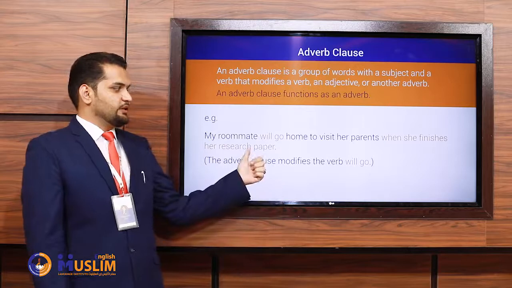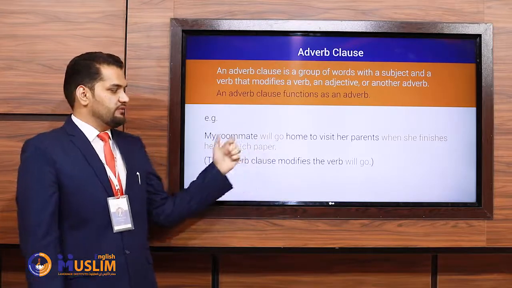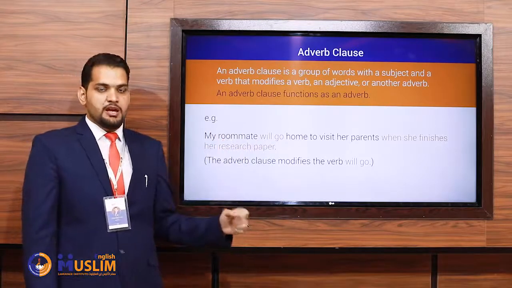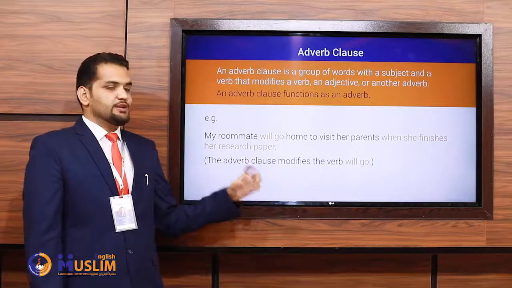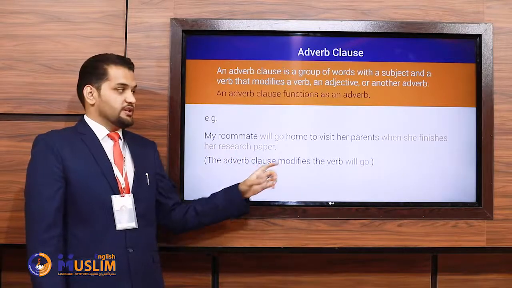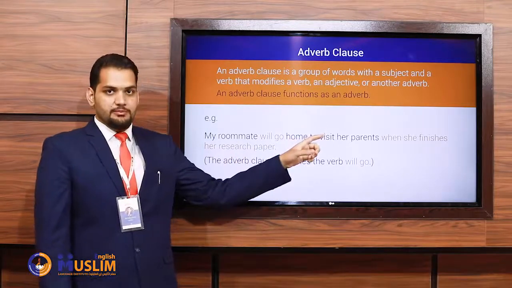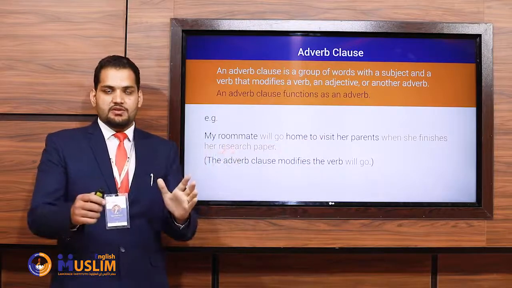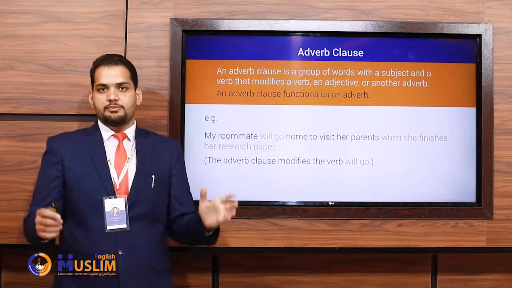So this is called an adverb clause. When she finishes her research paper. Remember, you cannot call it only an adverb because we have a subject and a verb. It's a subject-verb combination, so we have to call it an adverb clause.